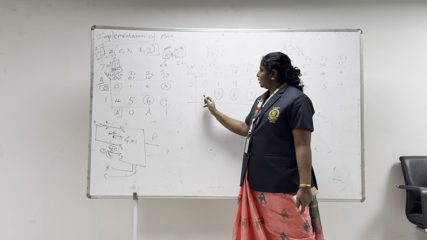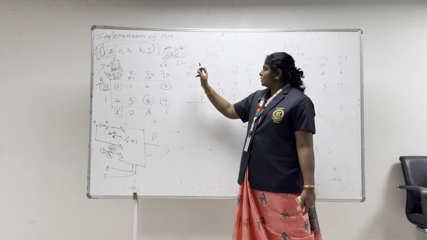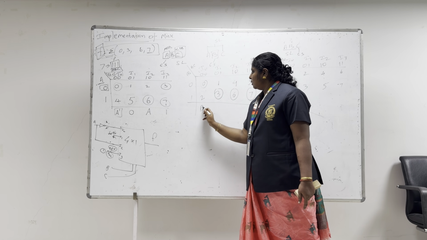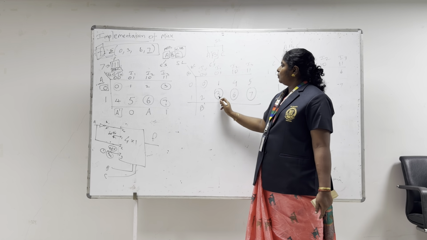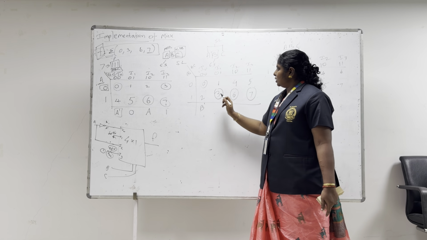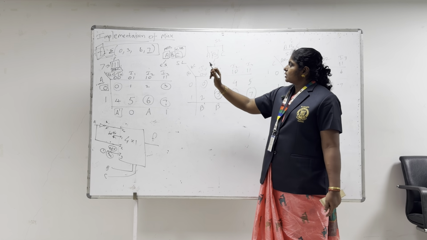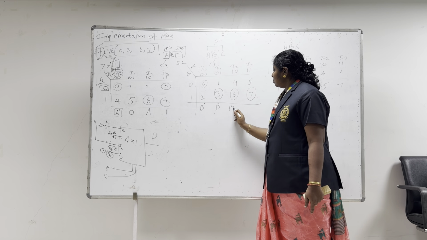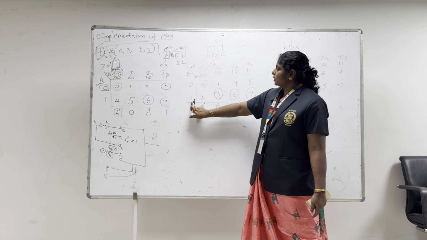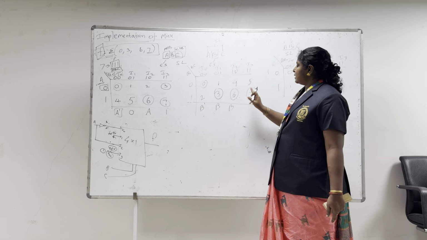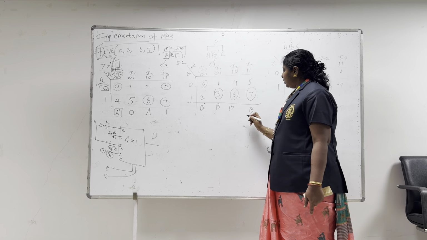And therefore 0 is in the logic, therefore it is B bar. And here I1, 3 is in the logic, therefore it is B. And I2, 6 is in the logic, therefore the control signal is B equal to 1, therefore B. Similarly, 7 is there in the logic, therefore B.